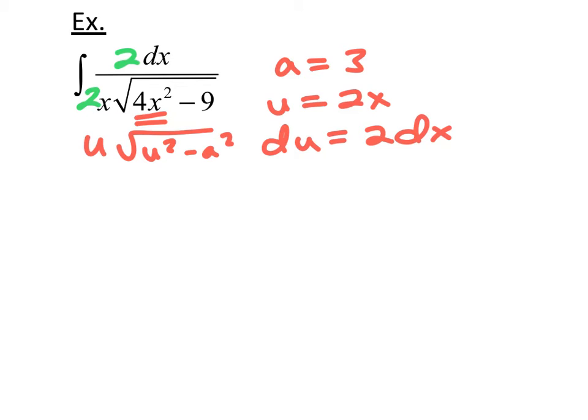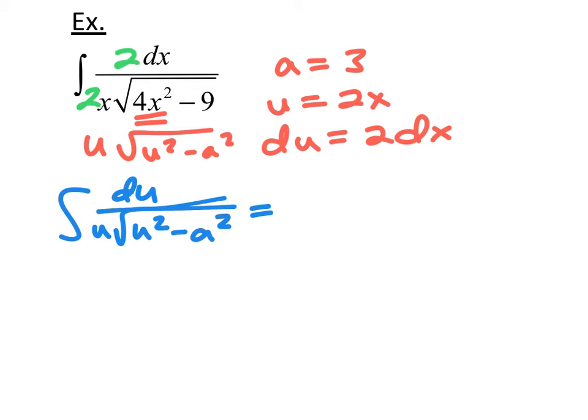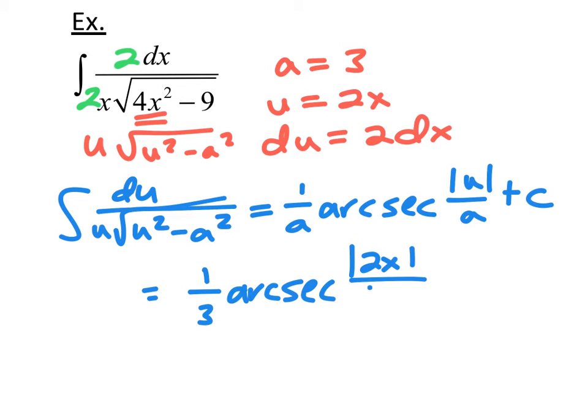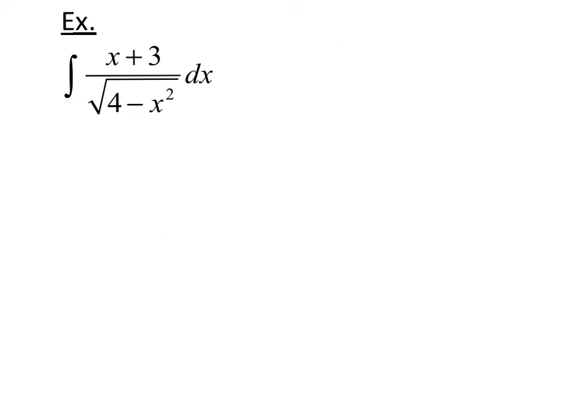So I'm going to go ahead and rewrite this. So I have the integral of du on top over 2x is u, root u squared minus a squared, which goes back to 1 over a arcsecant absolute value of u over a plus c, and then I just need to fill in all the missing pieces. So I have 1 over 3 arcsecant absolute value of 2x over 3 plus c. That is my antiderivative. Those were pretty easy though, so let's look at a harder one.